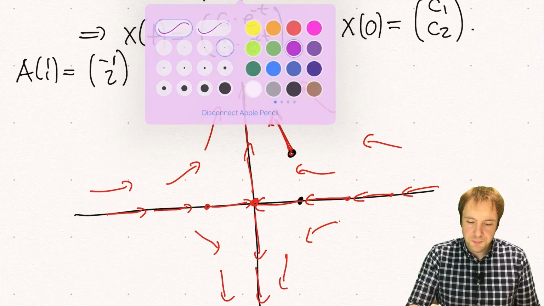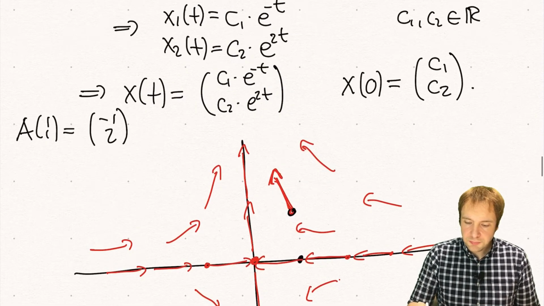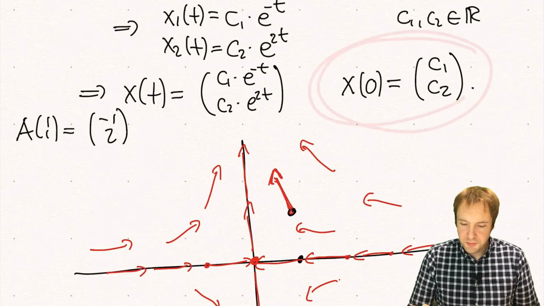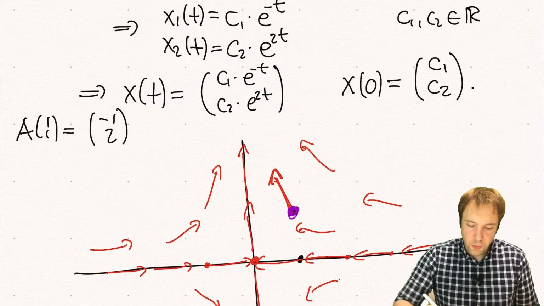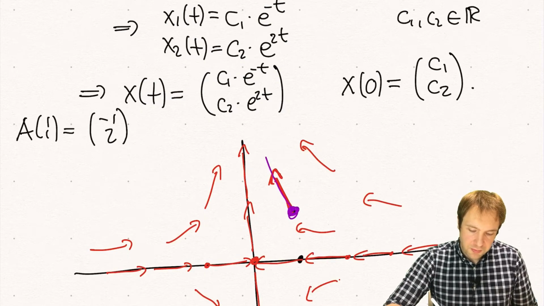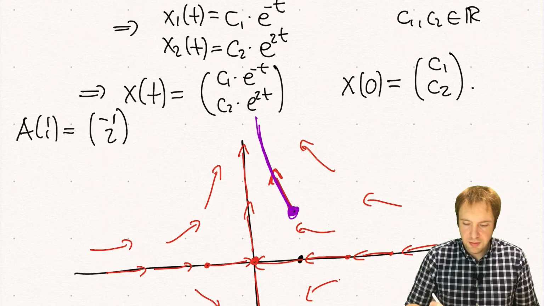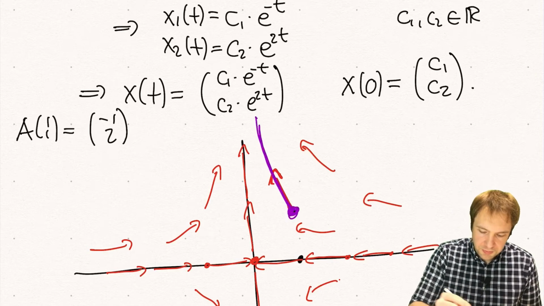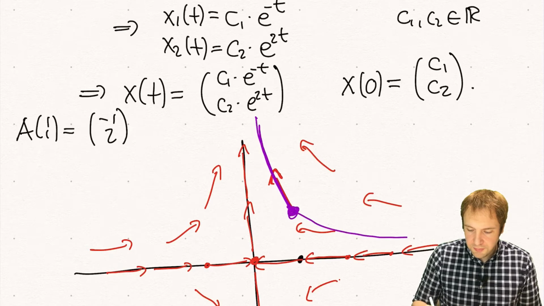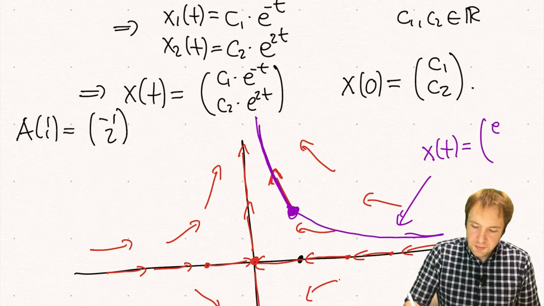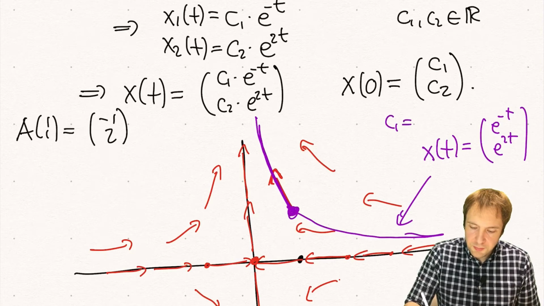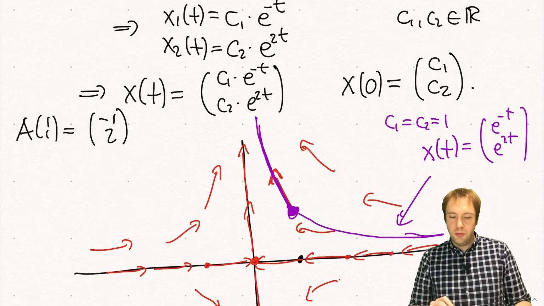So if you have some starting value, let's say you take 1, 1 for c1 and c2, then you start somewhere, and the solution will then go in this direction here. You can also plug in negative t's, and you will see that this is the case when x of t equals e to the minus t, e to the 2t, meaning in this case c1 equals c2 equals 1.